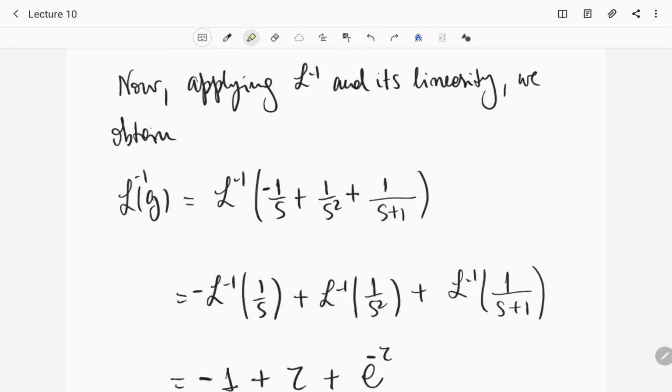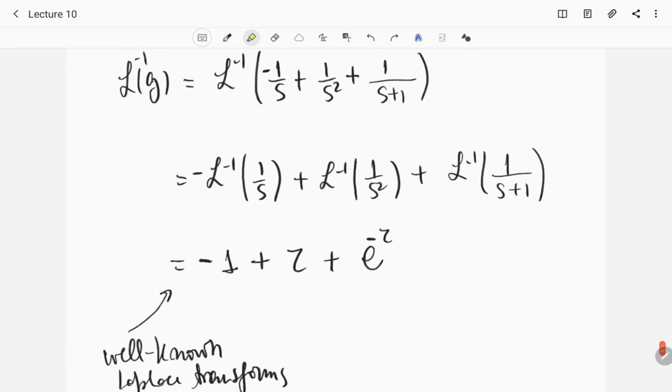And now we use well-known Laplace transforms. So we know that this piece comes from 1, this comes from tau, and this comes from exponential to the power minus tau. You can check the table that we have at the beginning of the lecture and also lecture 9.